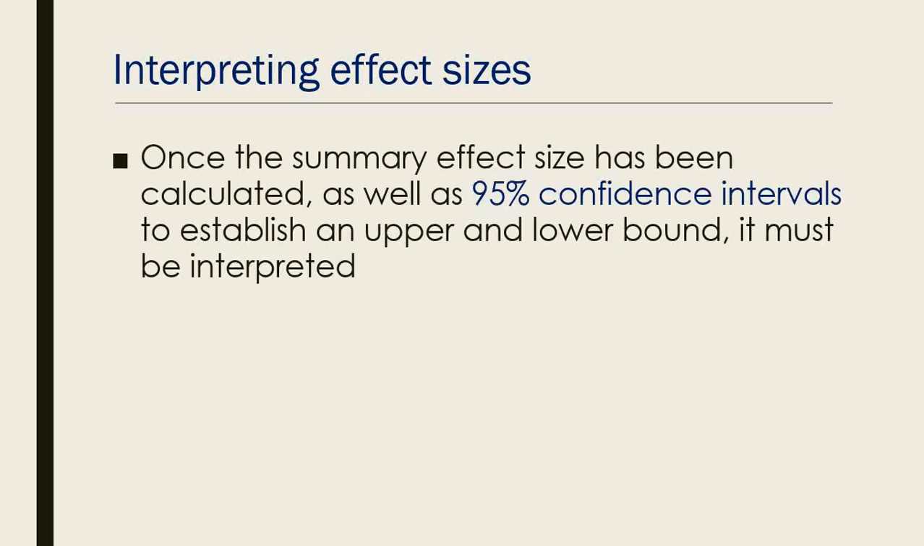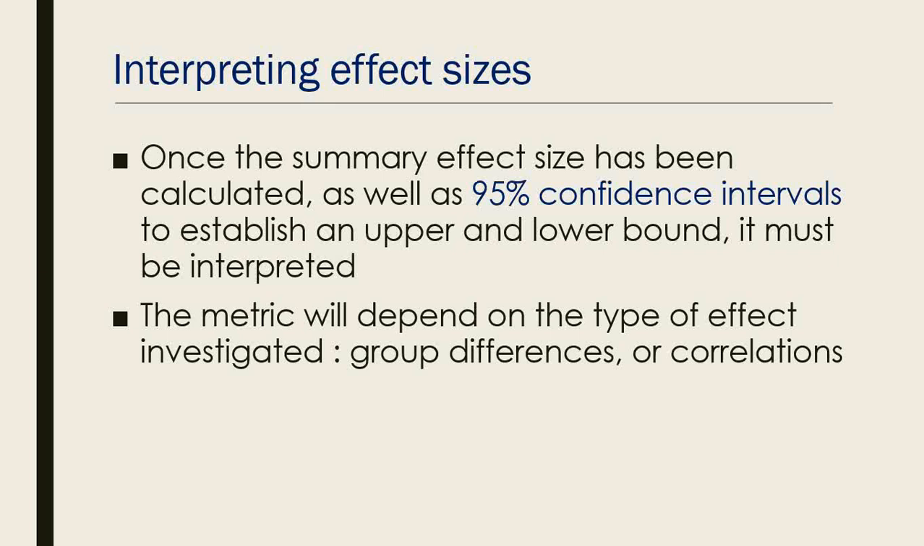Now, once the summary effect size has been calculated, as well as you would present the 95% confidence intervals to establish an upper and a lower bound, you then have to go about interpreting that effect size. Now, the metric used will depend on the type of effect being investigated. Either you're investigating group differences, say between treatment and control, between young and old, between employed and not employed, or you might be investigating the correlation between two particular constructs.